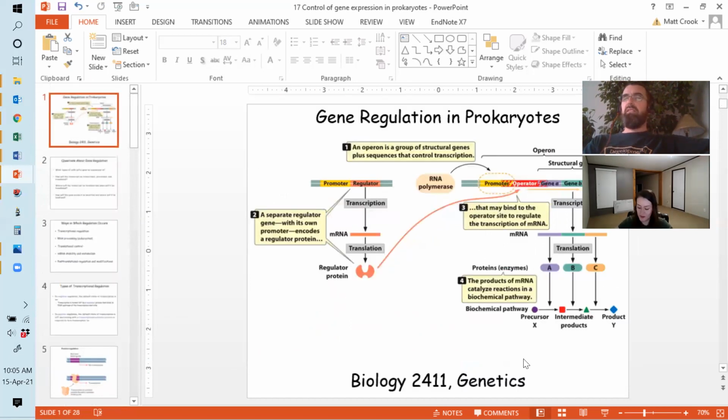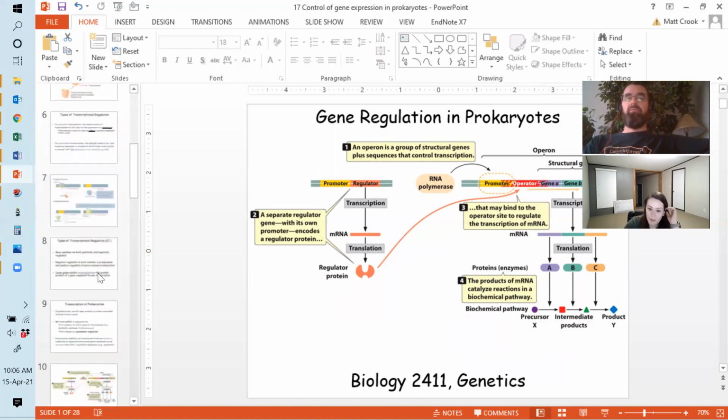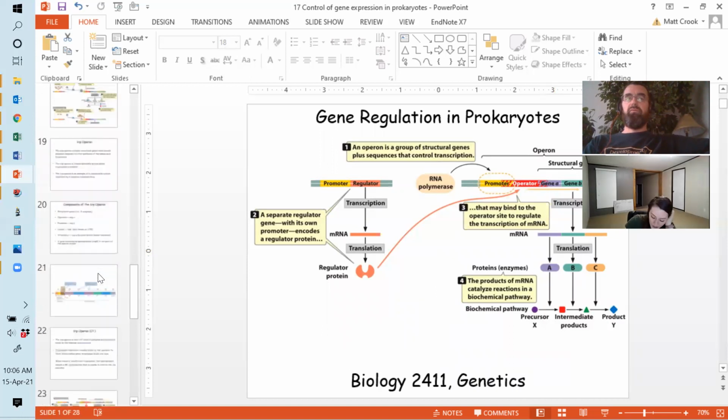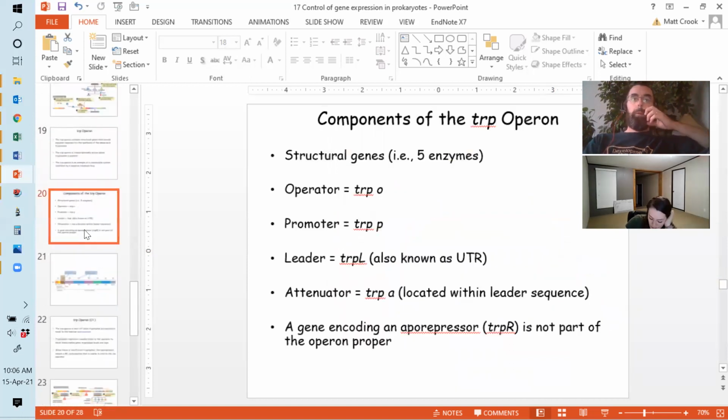Essentially, this is a fairly reasonable facsimile of the trp operon, right? So the trp operon contains 5 different structural genes, all involved in the metabolism and generation of tryptophan. So there are 5 enzymes, but now we have a few extra wrinkles.